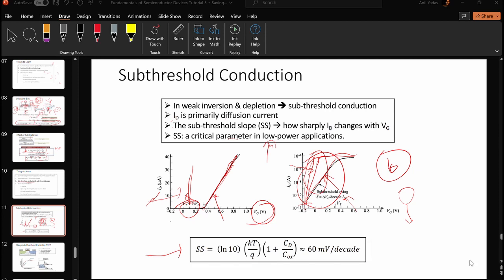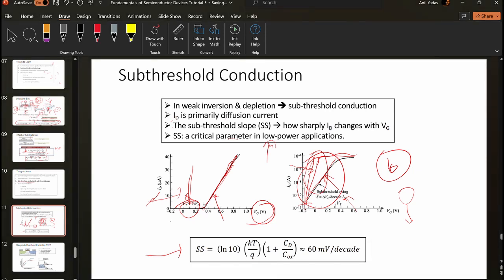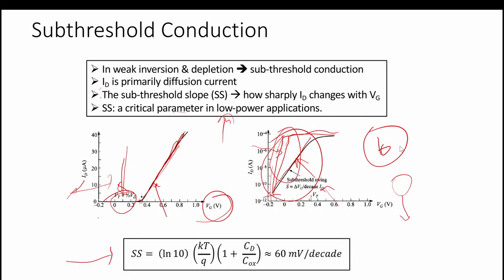Now, this is given by this equation. The subthreshold swing is given by ln 10, that is log 10 to the base e, times kT/q, times 1 plus Cd/Cox. Cd is the depletion capacitance, and Cox is the oxide capacitance.